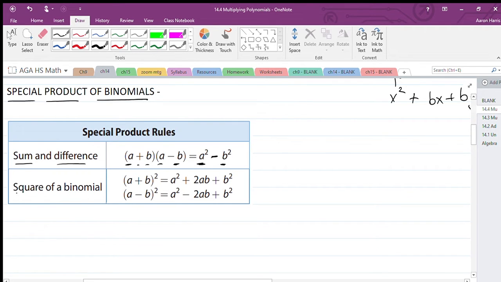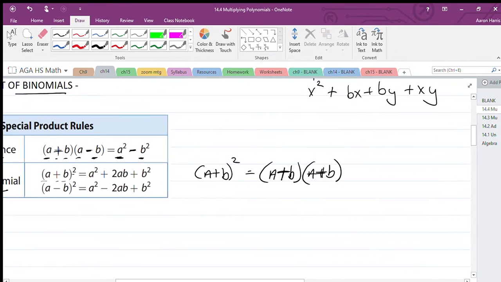Now, what if I have the square of a binomial? That means that this is a plus b raised to the second power. What does that really mean? A plus b squared really says a plus b times a plus b. See how that's a little bit different? This has opposite signs, correct? This has exactly the same sign.